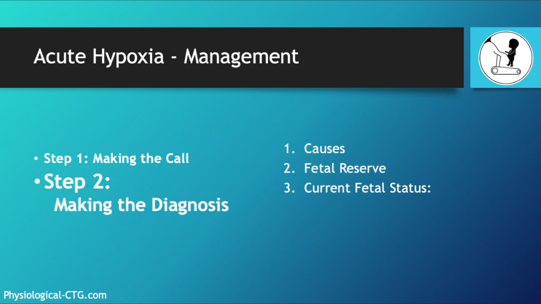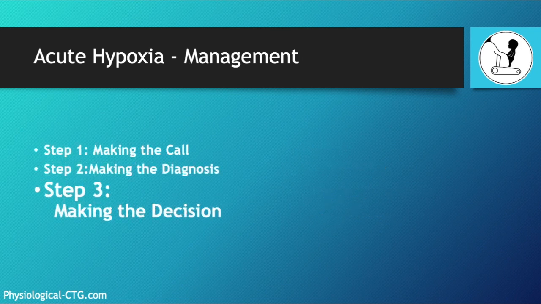Finally, you need to look at how the baby is coping at this point in time, whether variability and hence fetal brain oxygenation is still maintained, and whether there are any signs of recovery. The process of making the diagnosis should not take more than 3 minutes, hence by now you are at 6 minutes from the beginning of the deceleration. At the end of those 6 minutes, you need to make a decision.